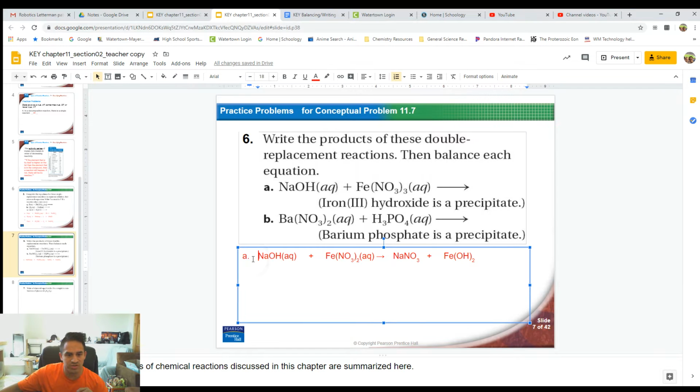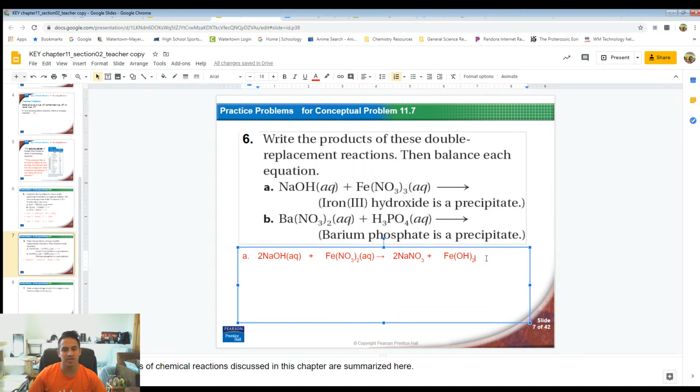In terms of balancing, we have 1 sodium on the left, 1 sodium on the right. That's balanced. We have 1 hydroxide, so 1 OH here, but we have 2 of them on the right. So that's not balanced. So we need to put a 2 there to balance out our OHs. That also now is going to give us 2 sodiums. On the right-hand side, we have 2 sodiums on the left, but on the right we only have 1. So we need to put a 2 there to give us 2 sodiums. That also now is going to give us 2 NO3s, or 2 nitrates. But on the reactant side, we already have 2 nitrates. So that's balanced out. And then we have 1 iron here, and we have 1 iron there. So those are going to be our products.